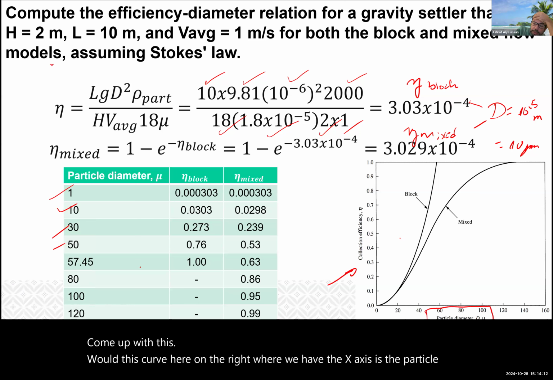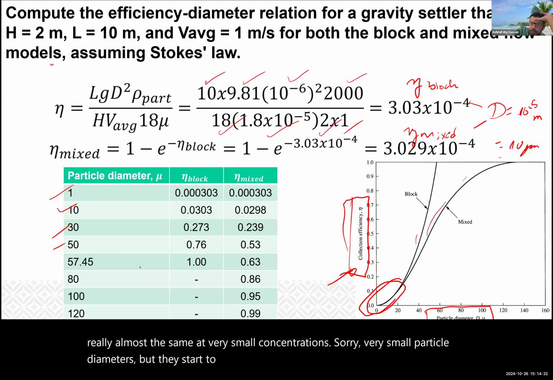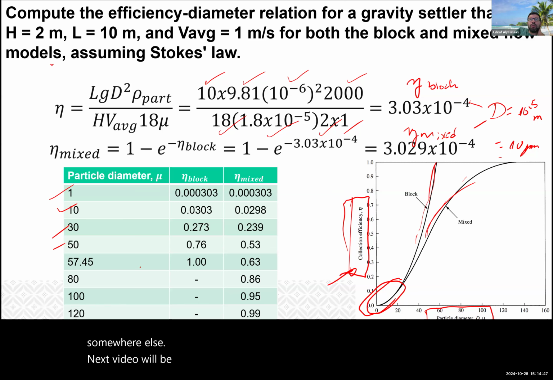We can see that the mixed and the block models are almost the same at very small particle diameters, but they start to be far away from each other when you go to larger diameters, which tells you that these models agree somewhere and disagree somewhere else. Next video will be about centrifugal separators, which are also called cyclones.